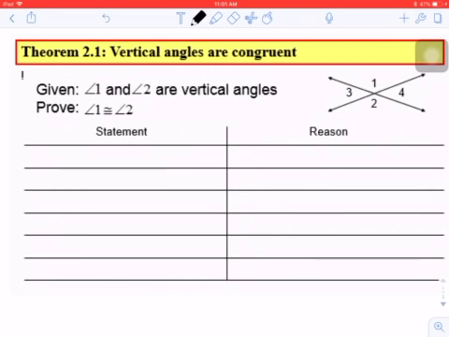All right, so the theorem says that vertical angles are congruent. And we're given that angle 1 and angle 2 are vertical angles. We have a picture, okay? And we're proving that angle 1 is congruent to angle 2. So again, with all proofs, always start with what's given to you. So for number 1, we're going to start with that angle 1 and angle 2 are vertical angles.